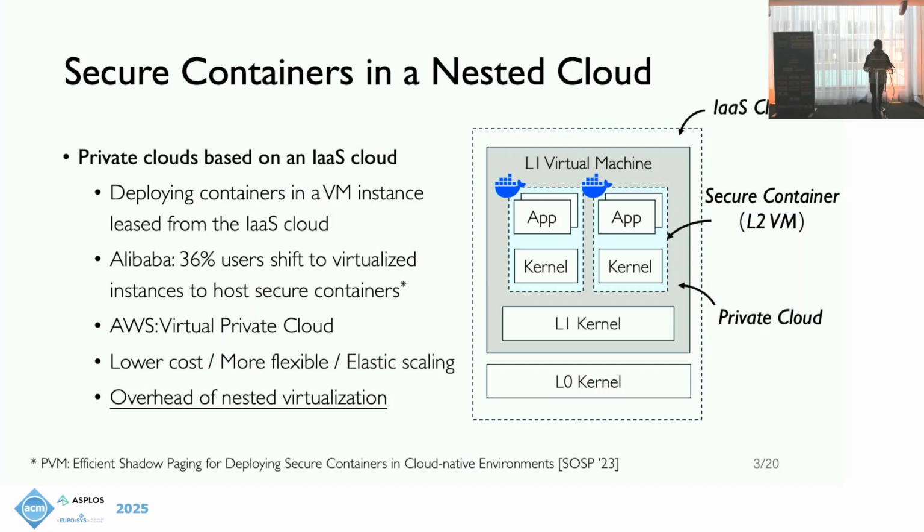Running secure containers in this architecture requires nested virtualization. The L0 kernel runs the virtual machine with an L1 kernel, which in turn isolates multiple secure containers. This can be implemented with software or hardware-based virtualization. However, both techniques have some performance issues.